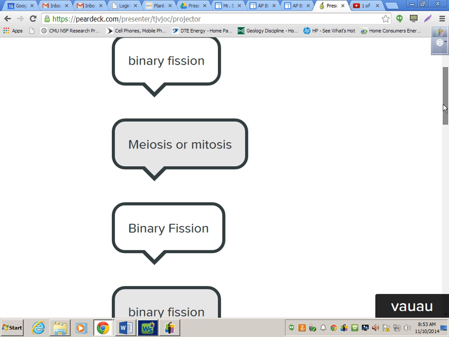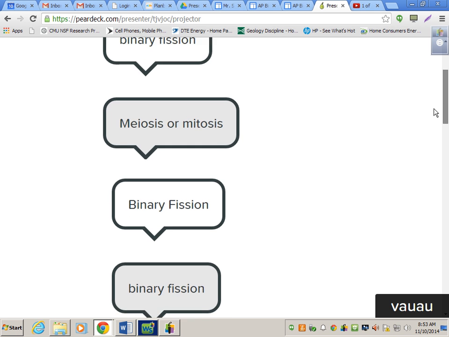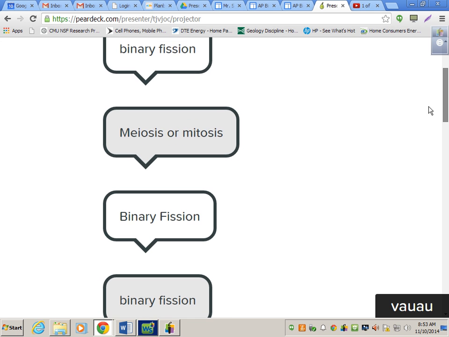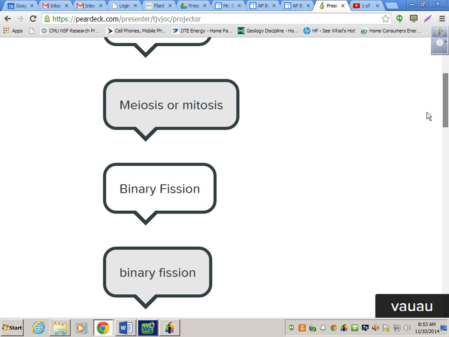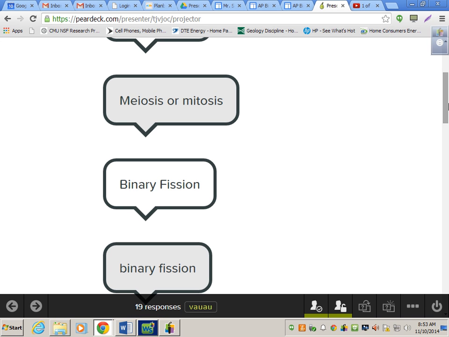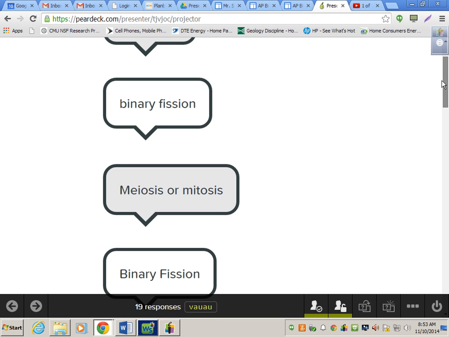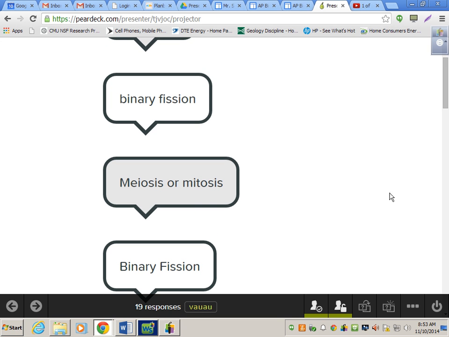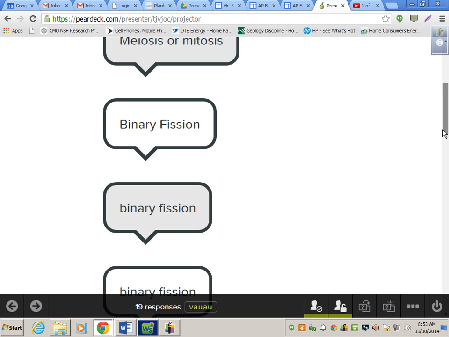Binary fission, perfect. So we actually call it binary fission, which is basically a form of mitosis, but not really, because mitosis is nuclear division. So binary fission is kind of a beast in its own for bacterial purposes of reproducing.